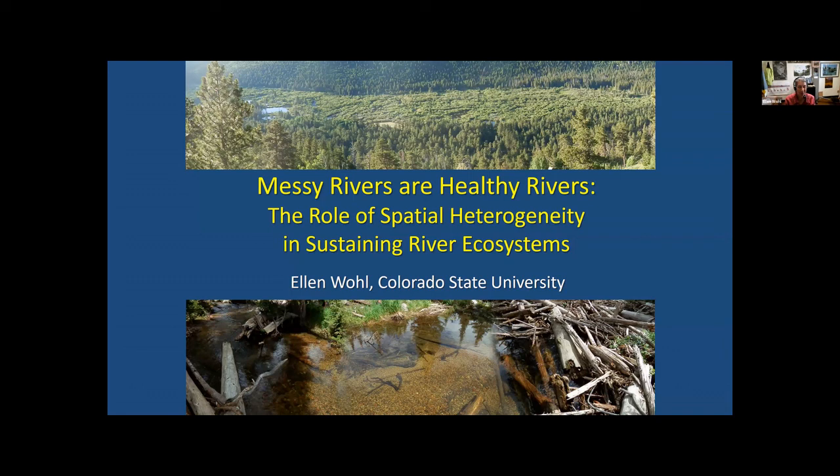So what I'm going to be talking about today is the idea of spatial heterogeneity in rivers, and for shorthand, I call those messy rivers. You could think of spatial heterogeneity as anything that makes a river look different than an irrigation canal. I typically use an irrigation canal as my shorthand because it's simple, it's uniform, it's homogeneous. You don't want erosion and deposition along an irrigation canal, so you make it as uniform as possible. And of course, natural rivers are very different than that.